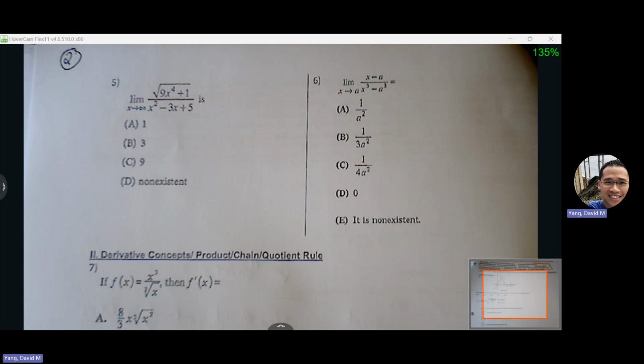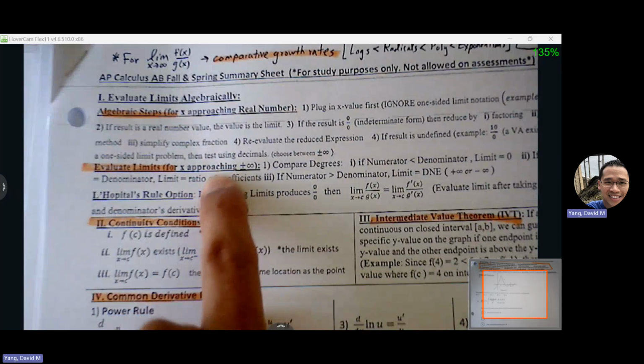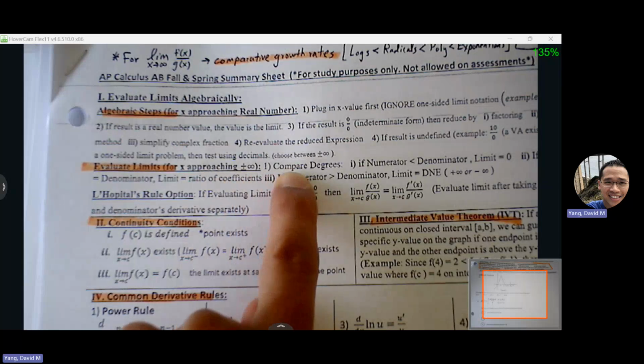Okay, page 2, number 5. This is now the limit as x approaches infinity. We know that if we're approaching infinity, we have a different set of rules, right? We don't compare, we don't plug values in, but rather we compare degrees. I have that near the top of the formula sheet here, that if we're evaluating limits approaching infinity, we compare degrees.